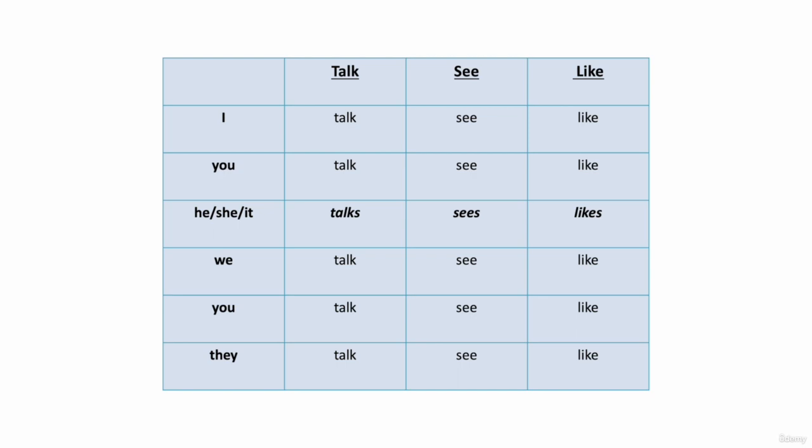For example, I talk, you talk, he talks, she talks, it talks, we talk, you talk, they talk. I see, you see, he, she, it sees. We see, you see, they see. I like, you like, he, she, it likes. We like, you like, they like.